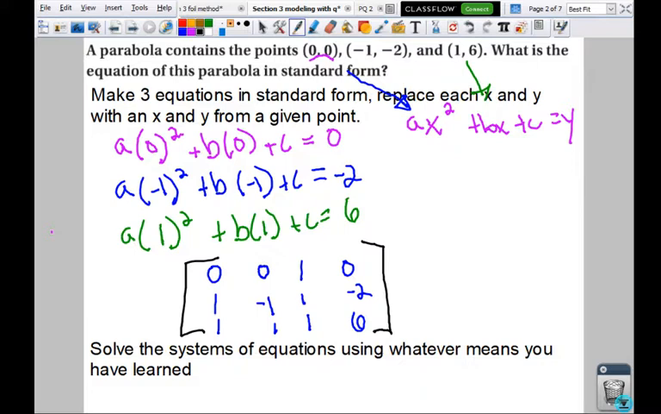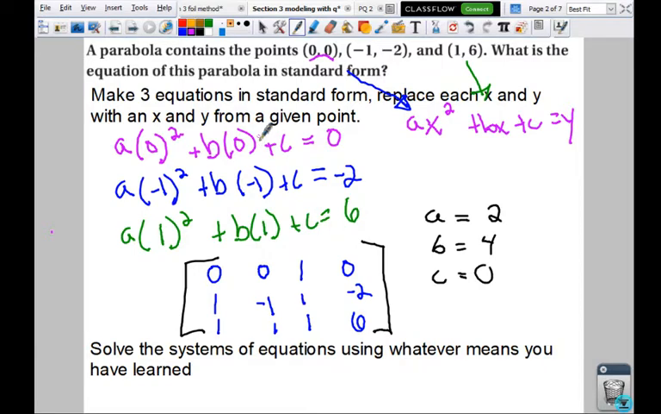So I'm going to go back here to my notes. Sorry, I can't look at them all. So I get A equals 2, B equals 4, C equals 0. So we are not quite done yet, but we've done almost all the work.